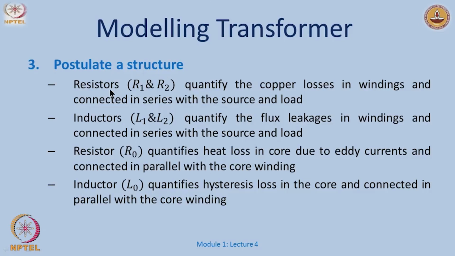So, I have a primary winding and a secondary winding. Each of these would have some resistance, let me call them R1 and R2. There would be some flux leakages in both the primary and secondary windings, which I will call L1 and L2. There are certain losses which happen in addition to the losses in the windings, also in the core. I will quantify them as R0, the resistance which quantifies the heat loss in the core, and similarly L0, the inductance of the core.